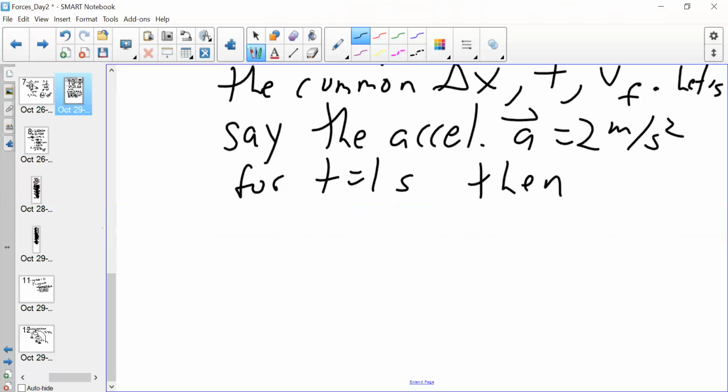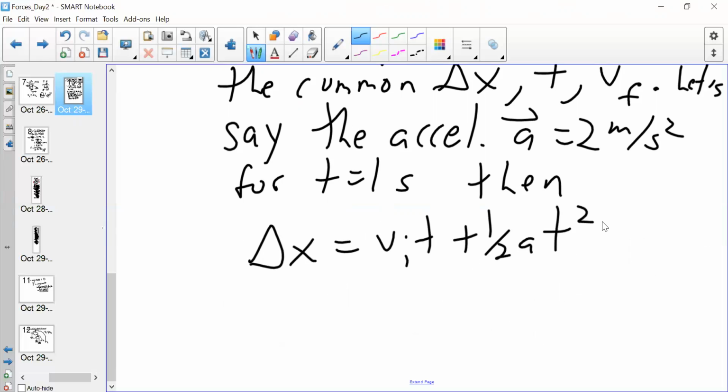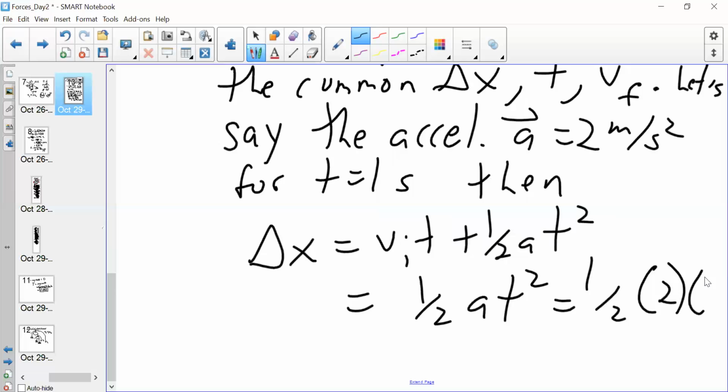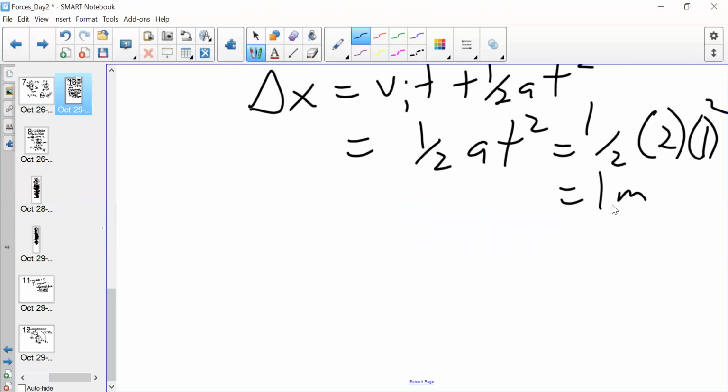Then we can say that the common displacement of both masses can be found in this kinematics equation. Vi is equal to 0, so therefore that goes away. And we have 1/2 a t squared, and then 1/2 times 2 times 1 squared just becomes 1 meter. So let's say that all things being equal, we'll take the same two masses, or any two masses, with this common distance, and go to number 32.